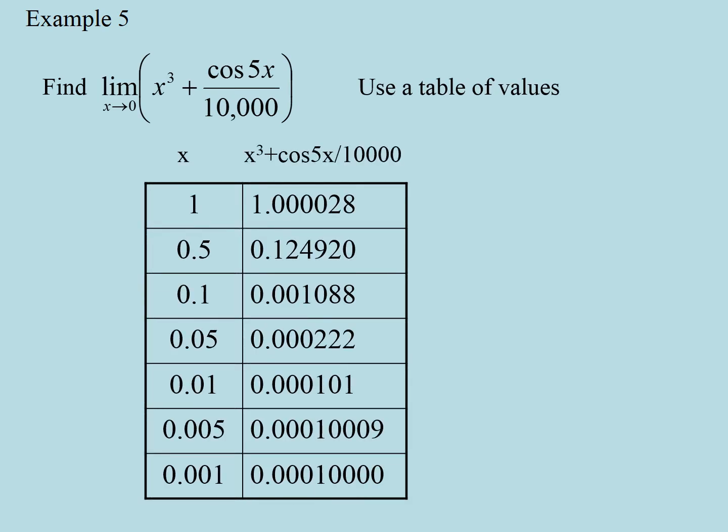There's our table of values. We probably would conclude from this table of values that as we get closer and closer to 0, our x values getting closer to 0, it looks like we're getting 1 over 10,000. So that's what our limit would equal: 1 over 10,000.